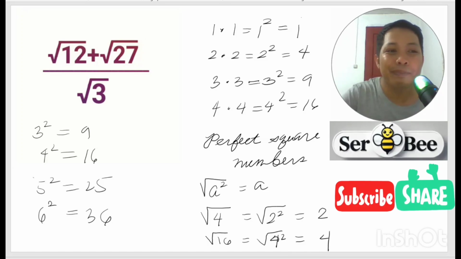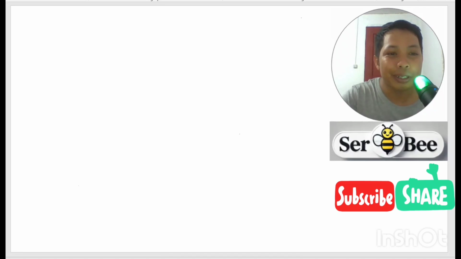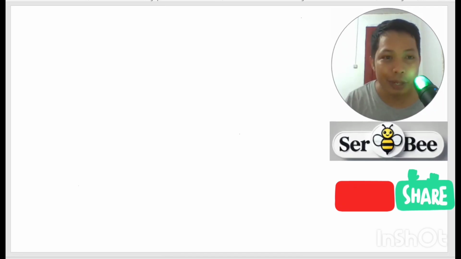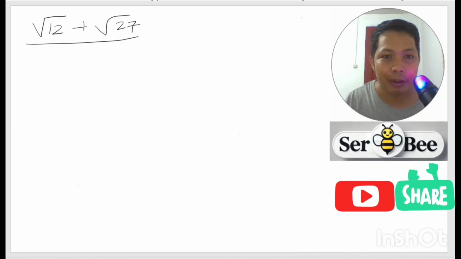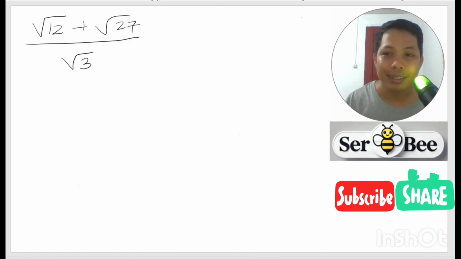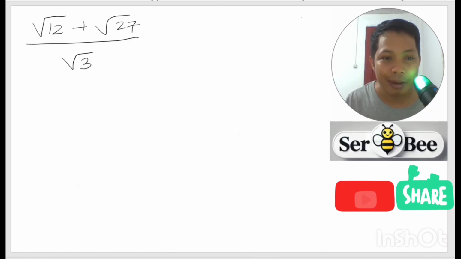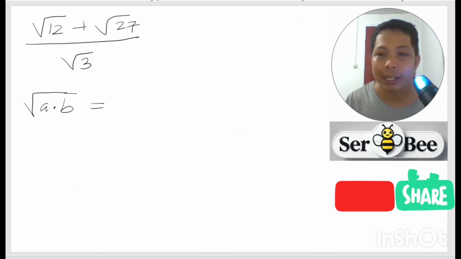In order to solve this problem, square root of 12 plus square root of 27 all over square root of 3, we need to know the law of radicals. From the law of radicals, the square root of a times b can be written as the square root of a multiplied by the square root of b.